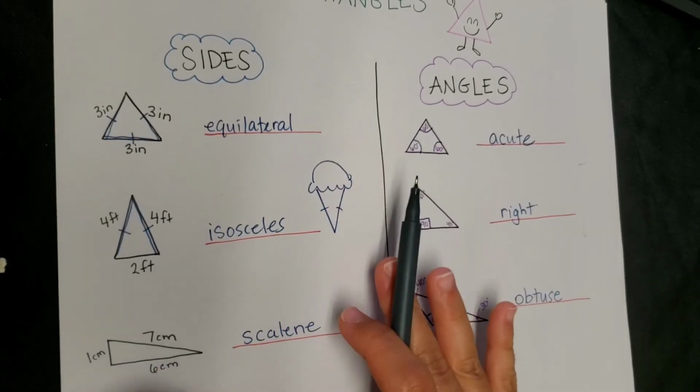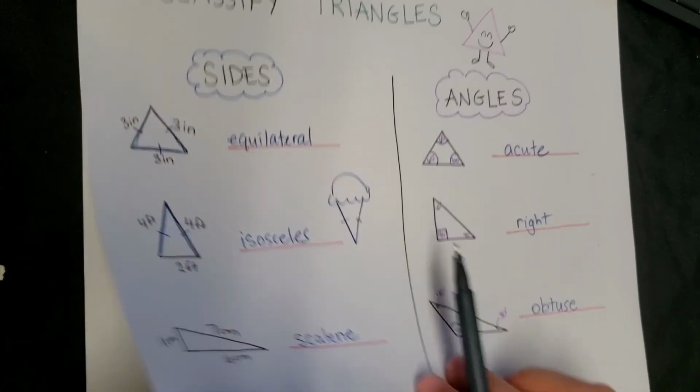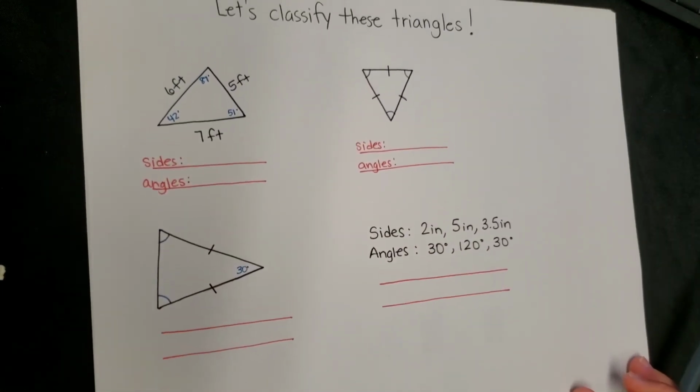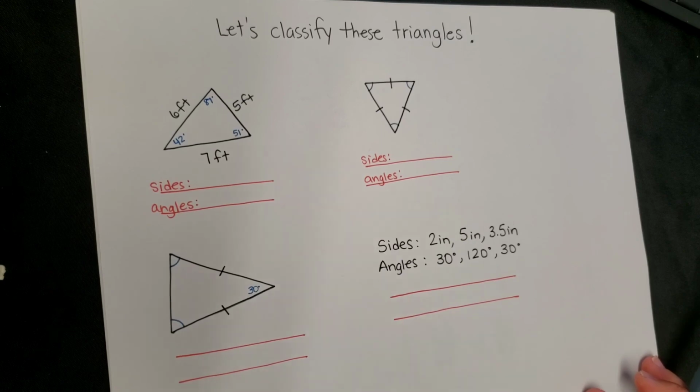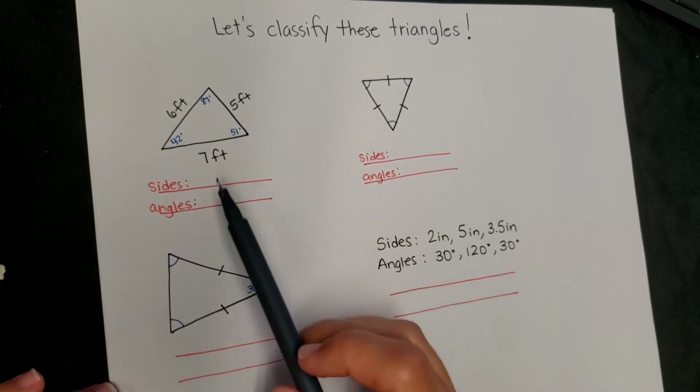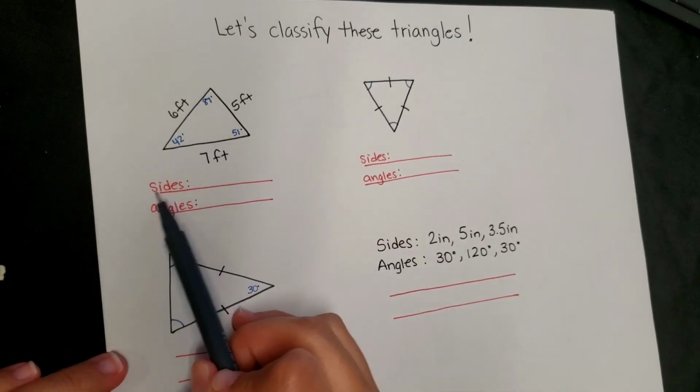All right, hopefully this makes sense. Let's look at some examples here. So we're going to classify these triangles. We're going to give a first and last name to each one. So this first triangle I have here, first I'm going to look at the sides.